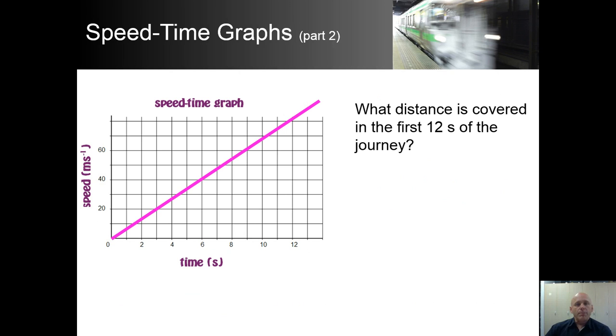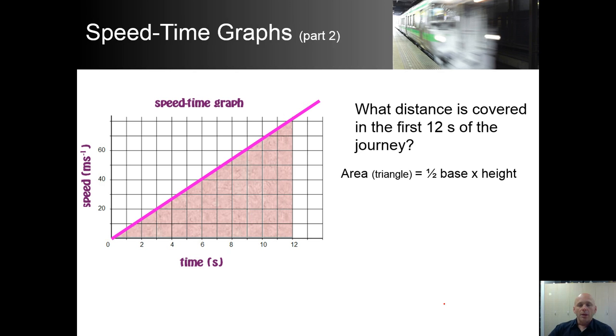Let's do another example, this time with a slope or a gradient on the line. It's not a horizontal line. And we've got the question, what is the distance covered in the first 12 seconds of the journey? So again, we will calculate the area under the line. In this case, it's a triangular shape. And I hope you already know this, but the area of a triangle is 1/2 base times its height.